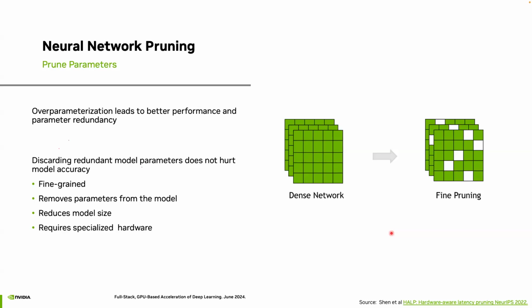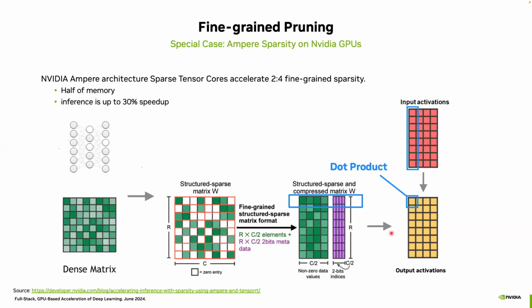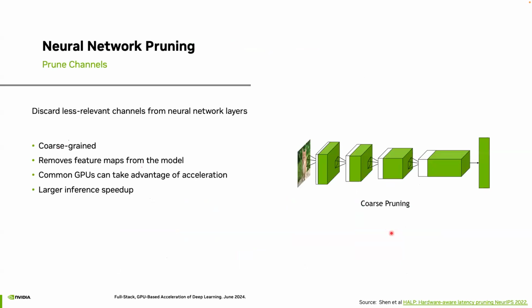So when it comes to actual acceleration, sometimes it is hard. But there is a special case, as also introduced by Jason: the Ampere sparsity, where we prune two parameters out of every four. This kind of structure is supported by the NVIDIA Ampere sparse tensor core. Then we can get half of the memory and an inference speedup of up to 30%.